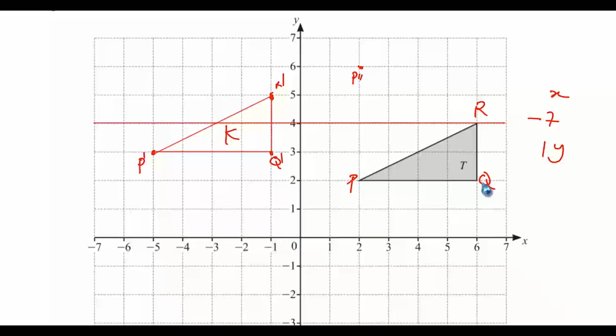Okay, then from Q again, let's count to the mirror line. Of course, we should have the same distance, and definitely it should be here. So this will be Q prime prime. Point R is on the mirror line, so it remains there. So it will just be here. So the next thing we need to do is to join the points together from P prime prime to Q prime prime. You have this. Oh, let's take that again.